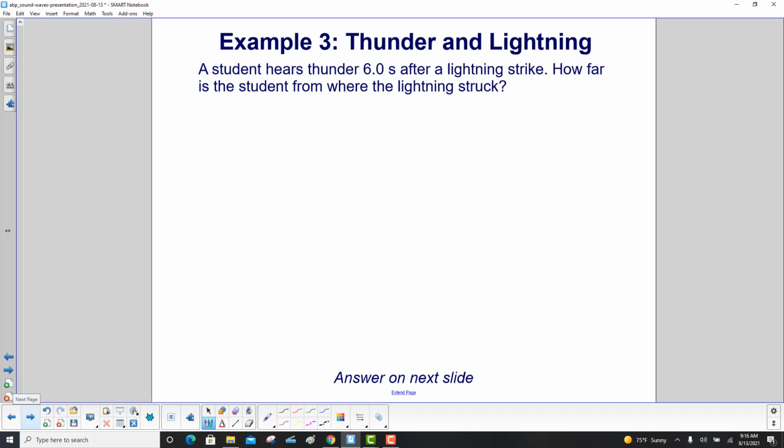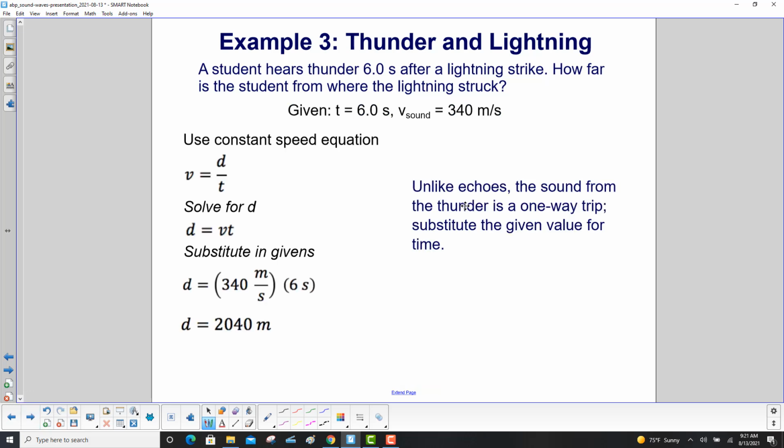A student hears thunder 6 seconds after a lightning strike. How far is the student from where the lightning struck? The givens are right here. And unlike the echo problem, the sound from the thunder is a one-way trip, right? It just comes from the thunder to the listener. So this time, we just use the given value of the time, which is 6 seconds. We have our constant speed equation, solve for d by multiplying both sides by the time, put in our givens, and we get the lightning hit at 2,040 meters.